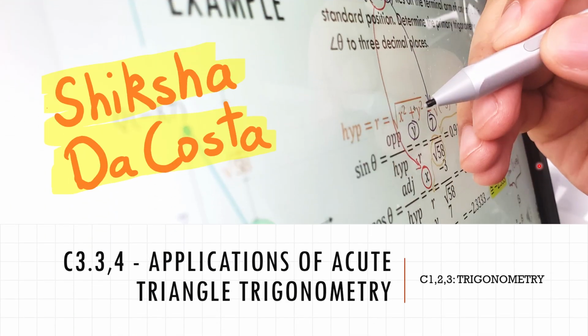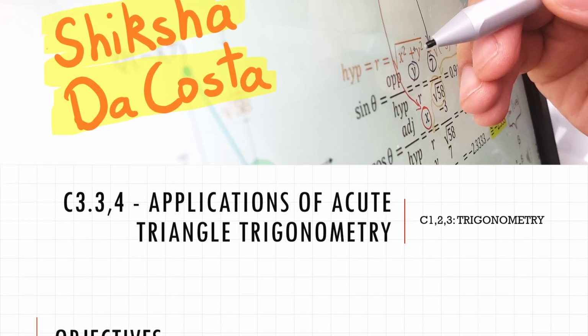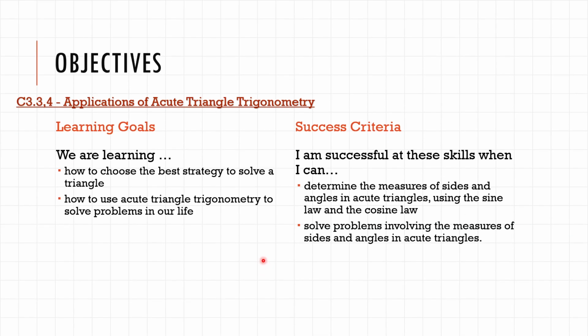Today we're going to learn about where acute triangle trigonometry can actually be applied in real life. As part of this, we're going to choose the best strategy to actually solve a triangle. We're going to learn how to use that trigonometry to actually solve problems in our life. And you're good at this when you can determine any side length or any angle in an acute triangle using the sine law or the cosine law. Also, you're going to be able to solve problems that involve the sides and angles of acute triangles.